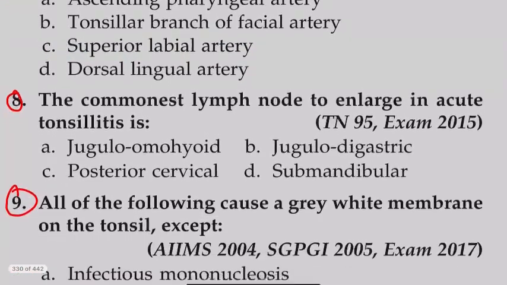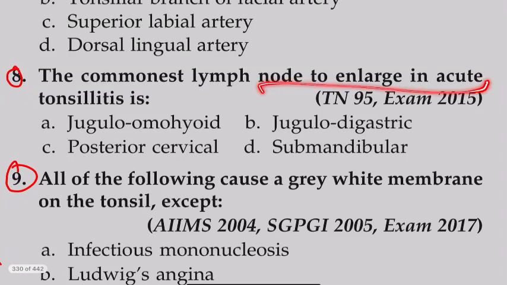Superior labial artery is one of the components of Little's area. The most common lymph node to enlarge in acute tonsillitis, what is the most common? The most common is the jugulodigastric node.